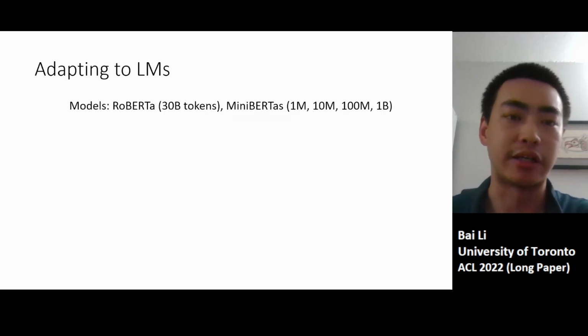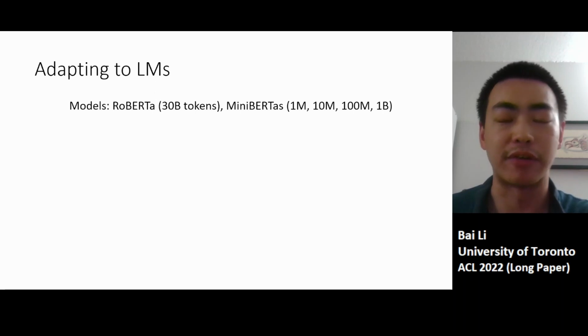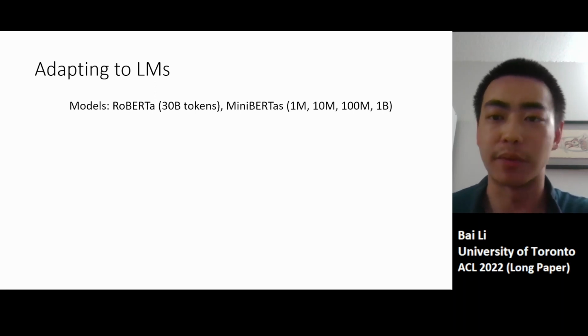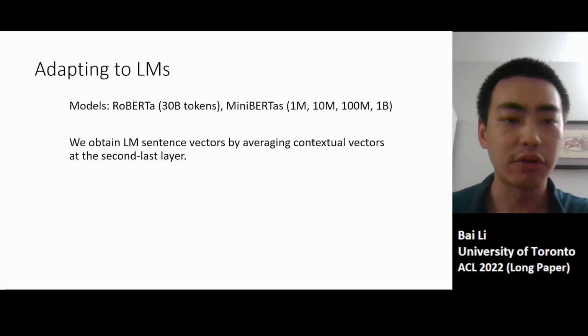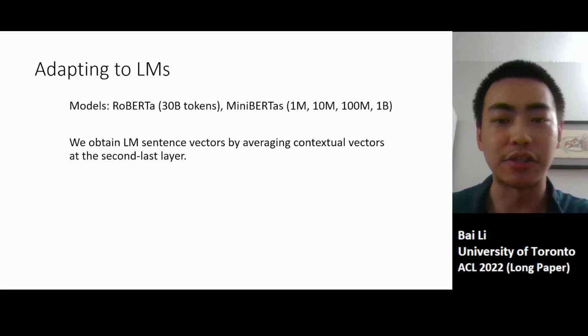Now I will talk about how we adapt these studies to language models. So we used the RoBERTa model, which was trained with roughly 30 billion tokens, as well as several versions of the MiniBERTa models, which were trained with 1 million up to 1 billion tokens. We obtained the sentence vectors from the language models by feeding the sentence into the model, and then taking the average contextual vectors at the second to last layer.